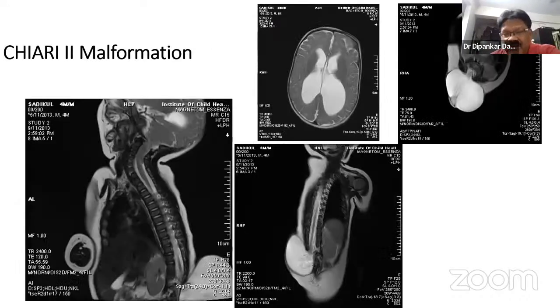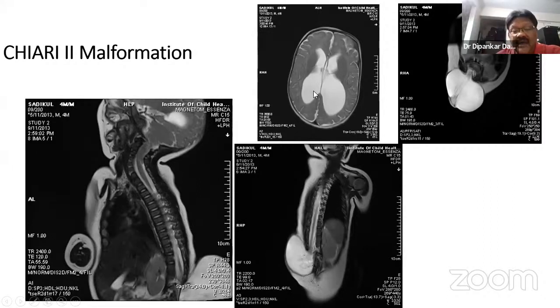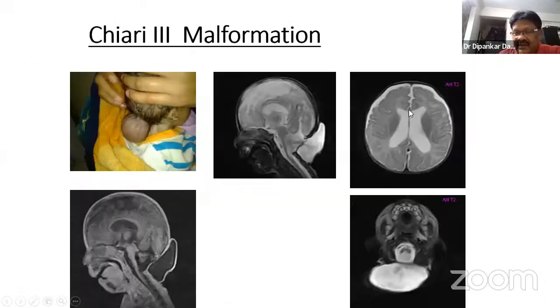In Chiari 2 malformation, along with cerebellar tonsillar descent, you get herniation of the brainstem also. Part of the medulla is down. Here you can see this is the level of the foramen magnum. So not only the cerebellum, a part of the brainstem is also herniating caudally, and that is giving rise to hindrance. There is dilatation of the ventricular system, and it is almost always associated with meningomyelocele, so it is very easy to diagnose.